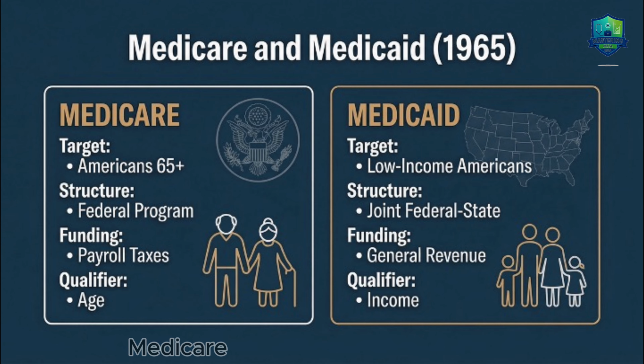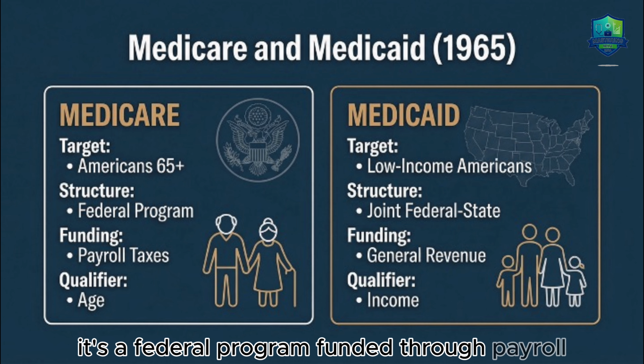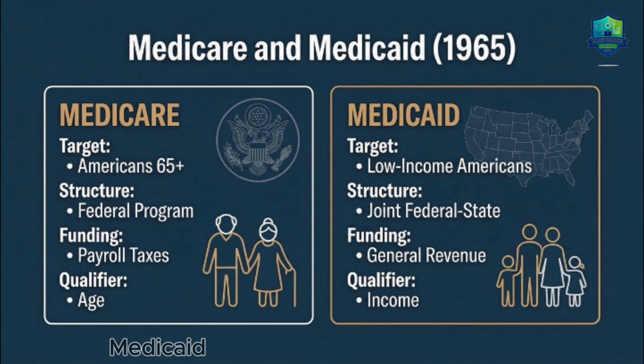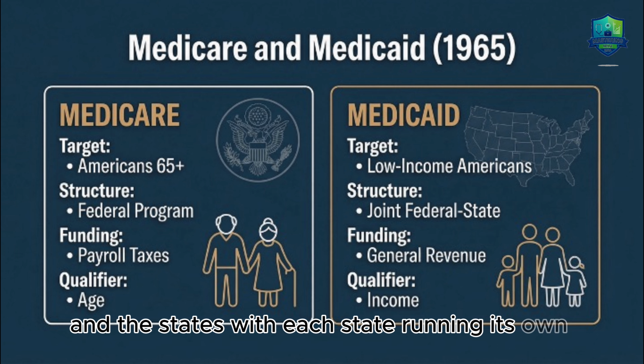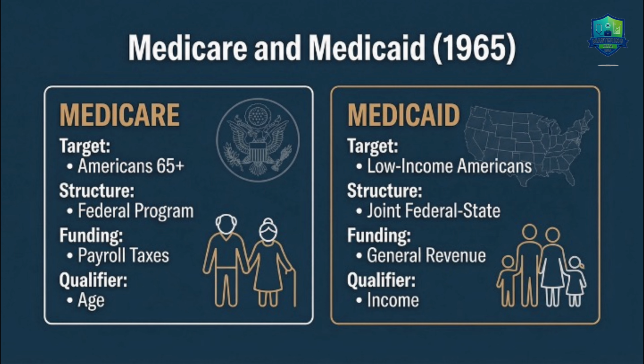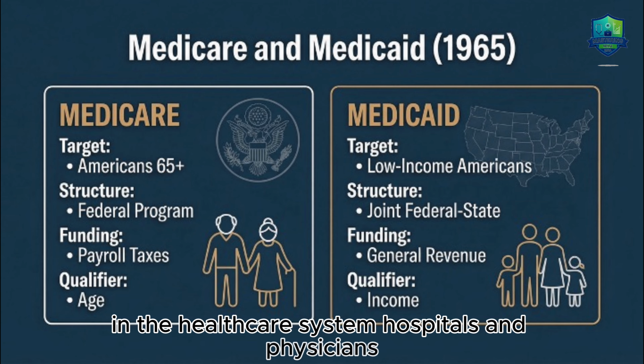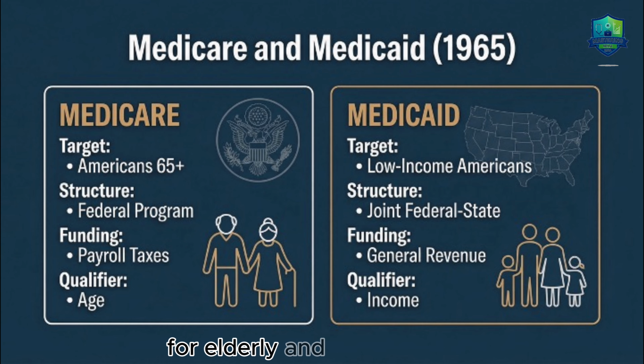Medicare and Medicaid, 1965. In 1965, Congress created Medicare and Medicaid. Medicare covers Americans 65 and older. It's a federal program funded through payroll taxes and general revenue. Medicaid covers low-income Americans. It's jointly funded by the federal government and the states, with each state running its own program within federal guidelines. With these two programs, the federal government became the largest payer in the healthcare system. Hospitals and physicians now had guaranteed payment for elderly and poor patients.